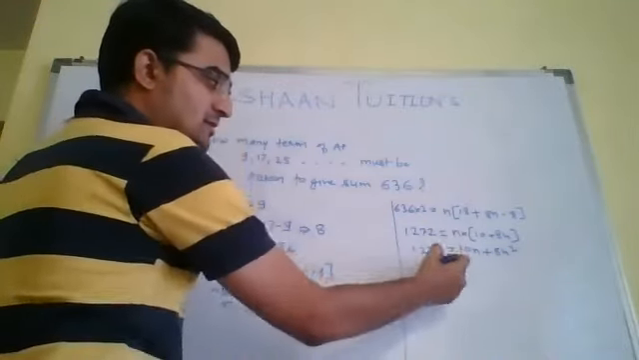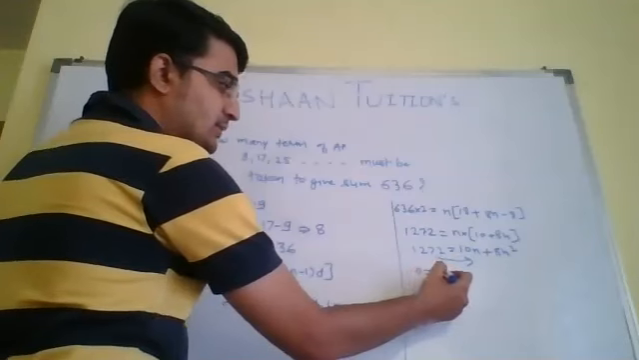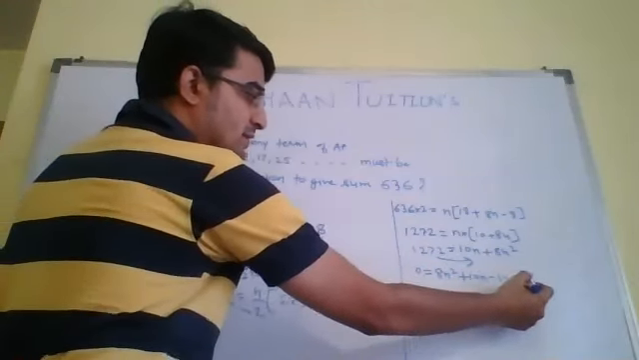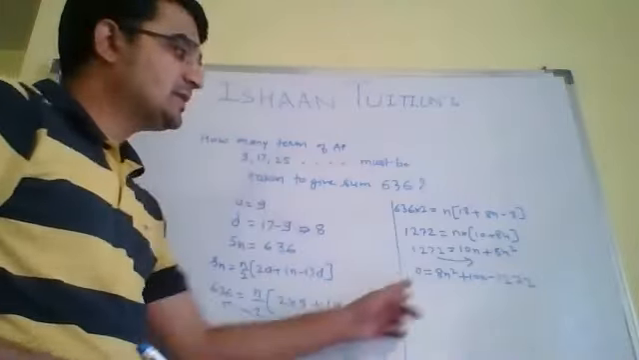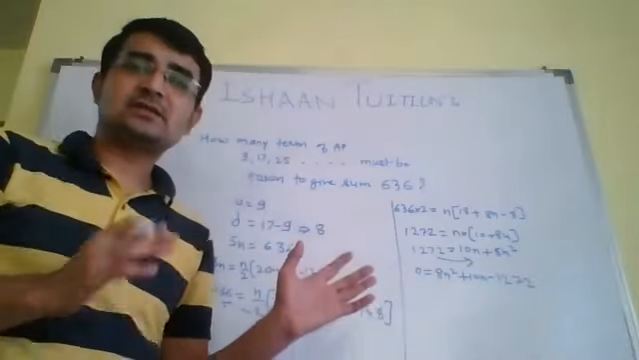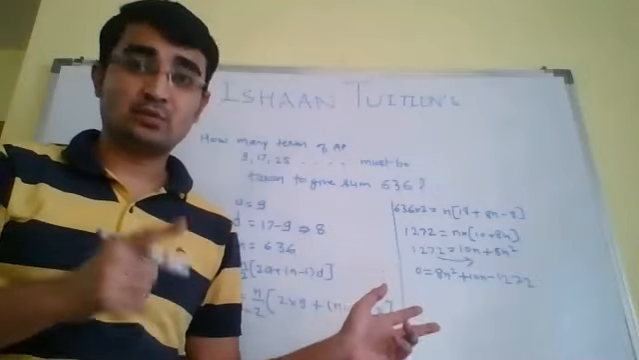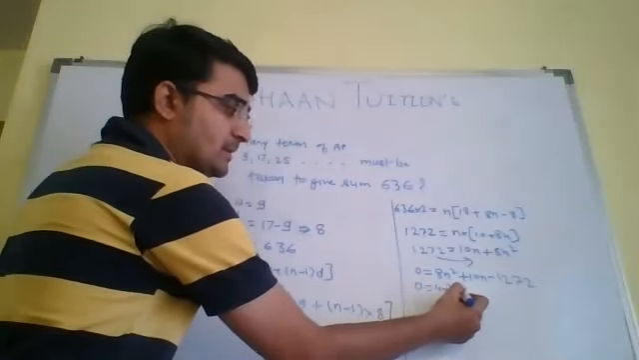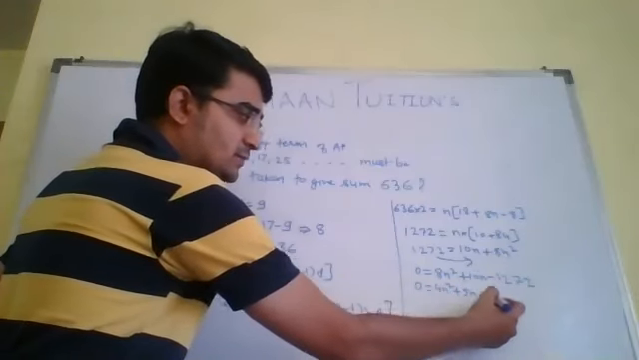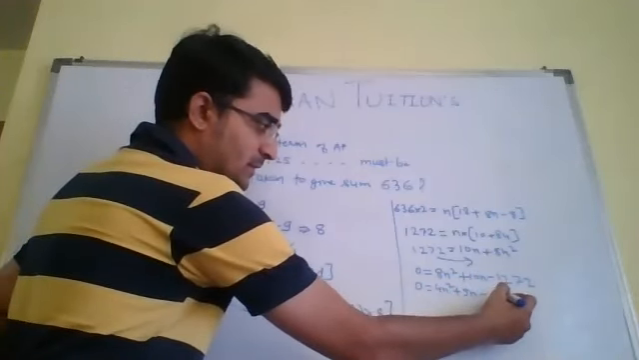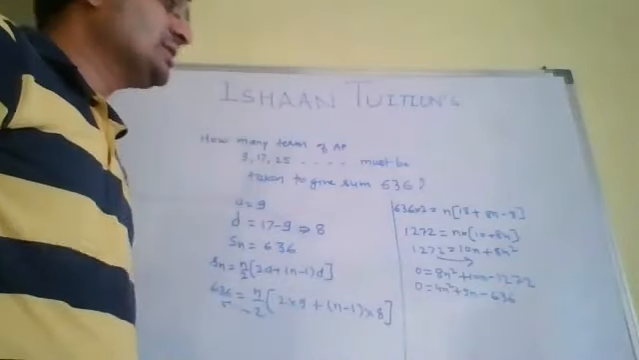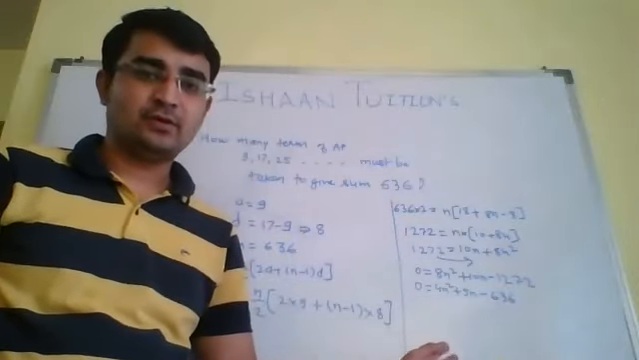After this, just take this on the right hand side. This becomes 0. This becomes 8n square plus 10n minus 1272. Everything is an even number. If everything is an even number, then we can divide it by 2. So what is the final answer you will get? 4n square plus 5n minus 636. Fine, so this is the quadratic equation which you have got.